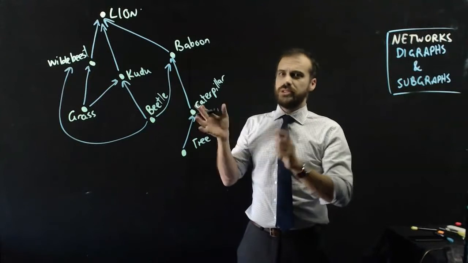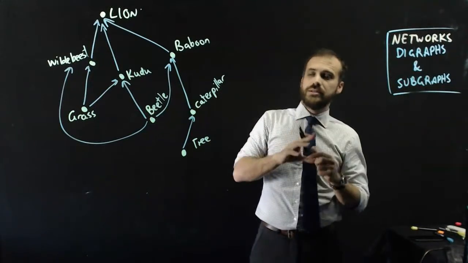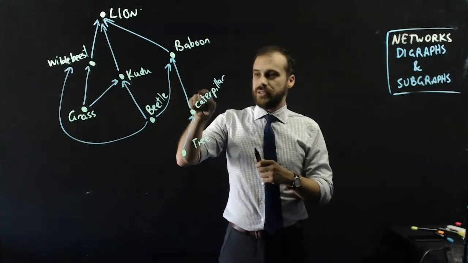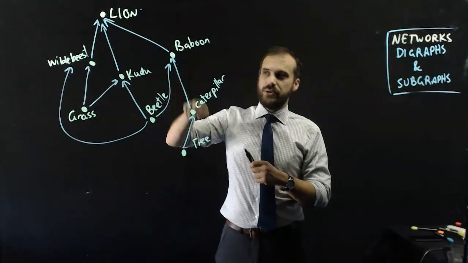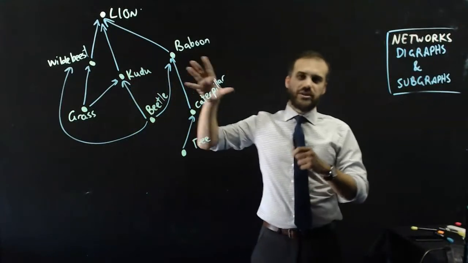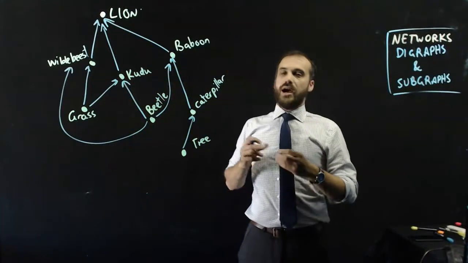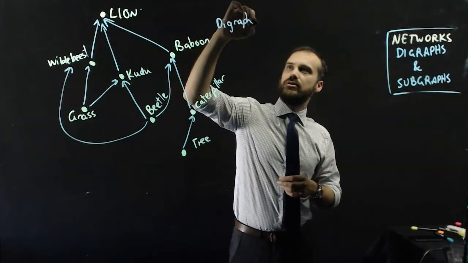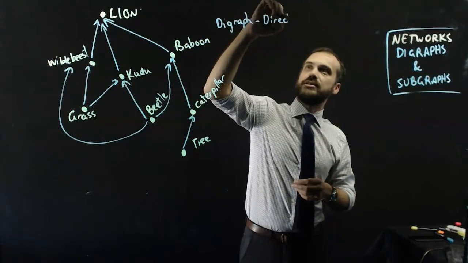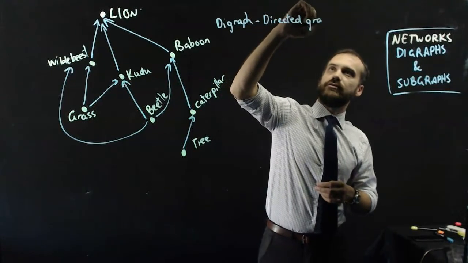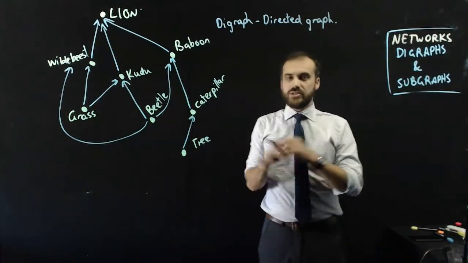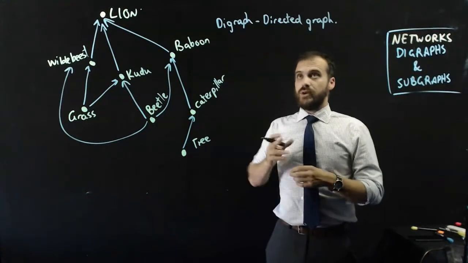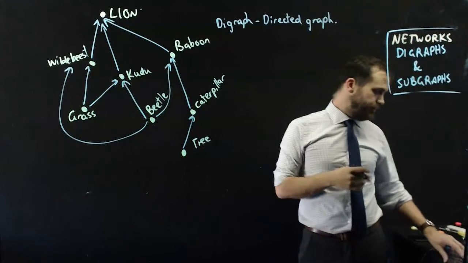And you might think, well, what's the difference between this one and the other ones? There's direction involved. Baboons eat caterpillars, but caterpillars don't eat baboons. These arrows are new. This is the first network we've seen with an arrow. What does digraph stand for? It's a directed graph. If the direction matters when it comes to this stuff, then we use a digraph.